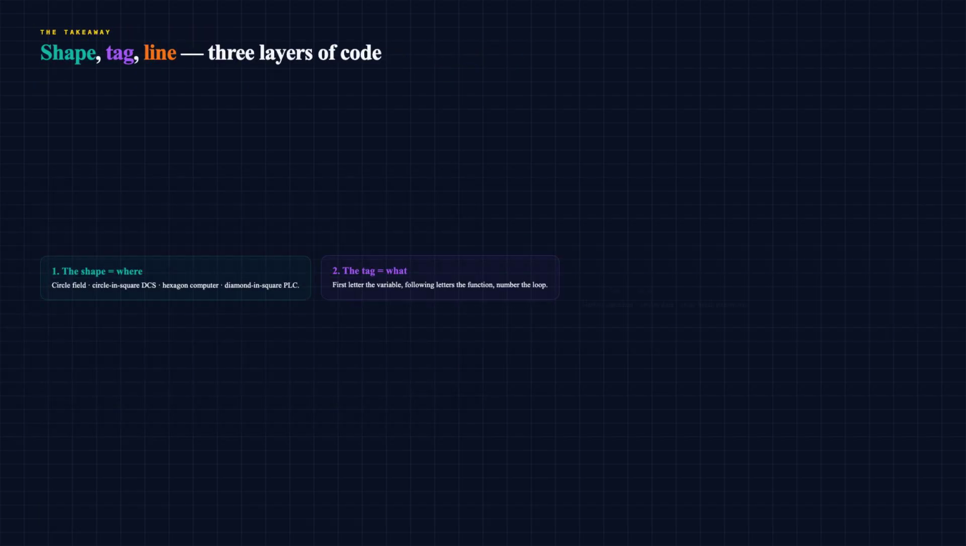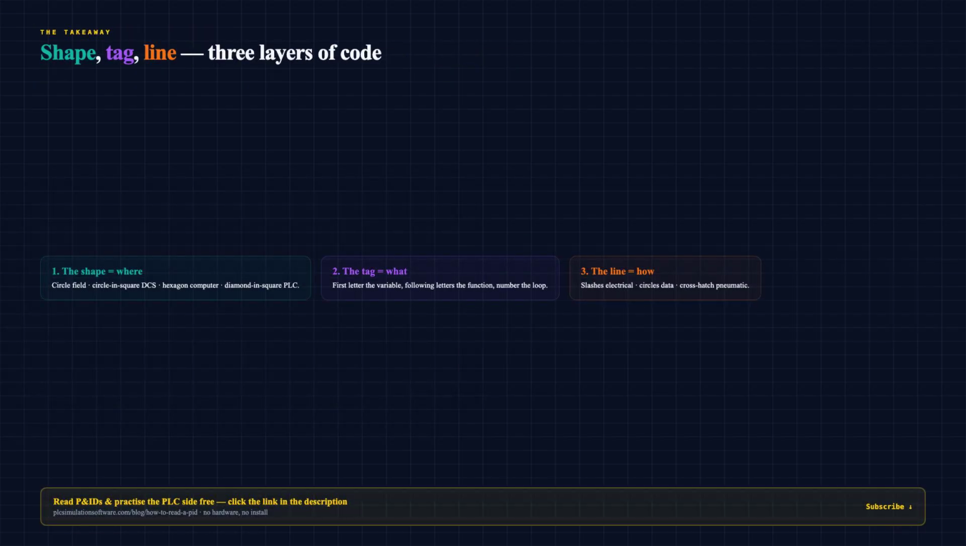So here's what to walk away with. The bubble shape tells you where the instrument lives. Circle is field, circle in square is DCS, hexagon is computer, diamond in square is PLC. The tag inside tells you what it is. First letter the variable, following letters the function, number the loop. And the line type tells you how the signal travels. Slash is for electrical, circles for data, crosshatch for pneumatic. 3 layers of code. That is all P&ID symbols really are. And once you see them, every P&ID on the floor opens up.